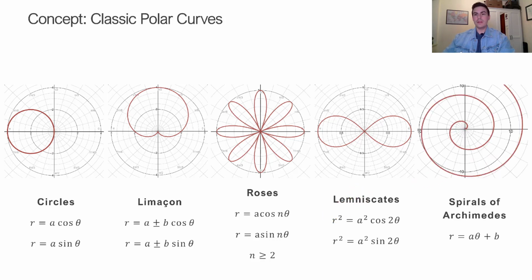And then our last shape here, the spiral of Archimedes. This is the only one that looks like a spiral like this. It's a very specific type of shape, and our general form is going to be r is equal to a theta. This is the only one that does not have some sort of trig function involved. It's just r equals a theta.